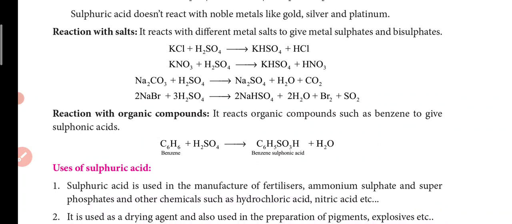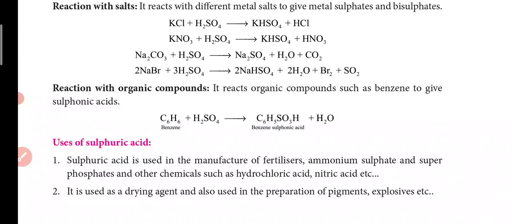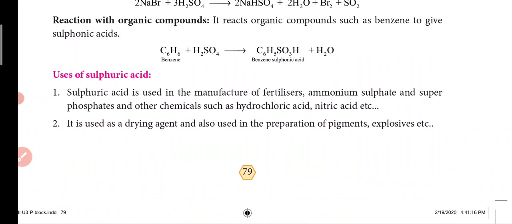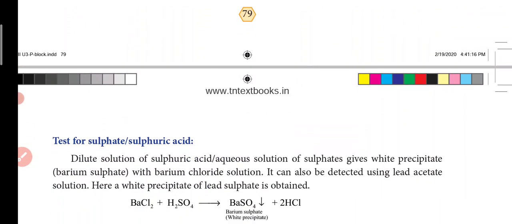Reaction with organic compounds. It reacts with organic compounds like benzene to give sulfonic acid. So benzene sulfonic acid. So from H2SO4, if only H2O is removed, the remaining we will get is HC6H6SO3. And what are the uses of this sulfuric acid? Sulfuric acid is used in the manufacture of fertilizers, ammonium sulfate and superphosphate and other chemicals such as hydrochloric acid and nitric acid. It is used as a drying agent and also used in the preparation of pigments and explosives.